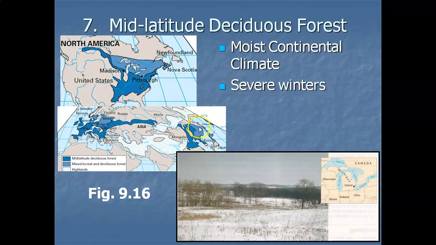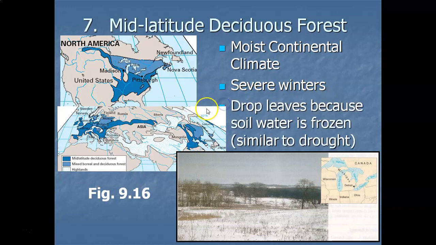And so we've got severe winters, remember, averaging well below freezing. And so trees have to drop their leaves during the winter months because the soil water is frozen. And so the trees have to go dormant. And it's almost kind of like a drought, really, because since the soil water is frozen, the water is unavailable to the roots. So it really is similar to drought conditions. So the trees have to be deciduous.